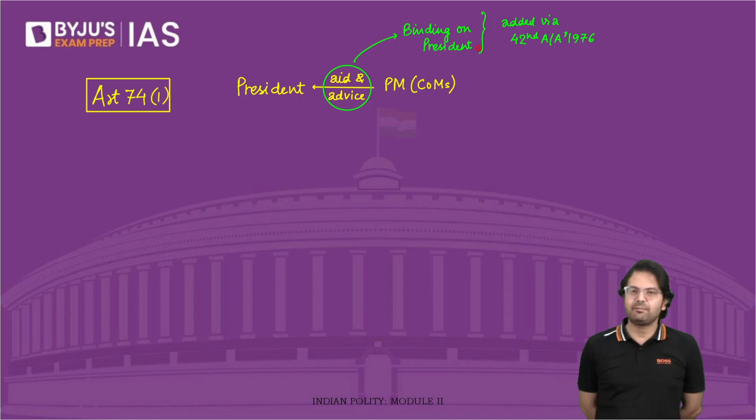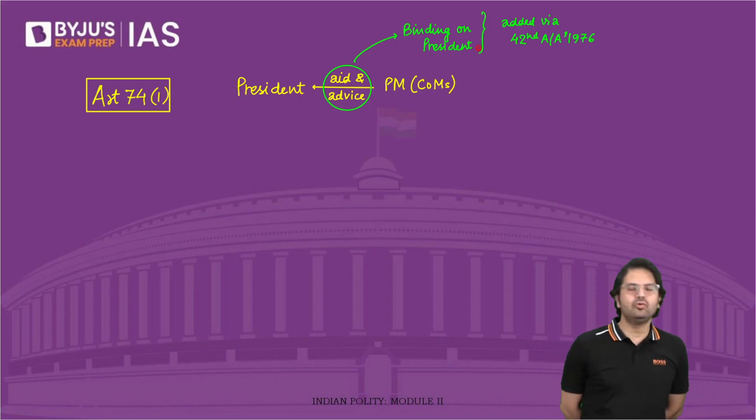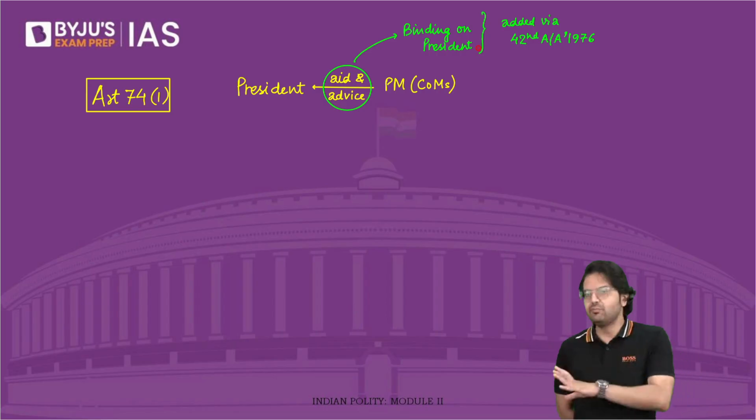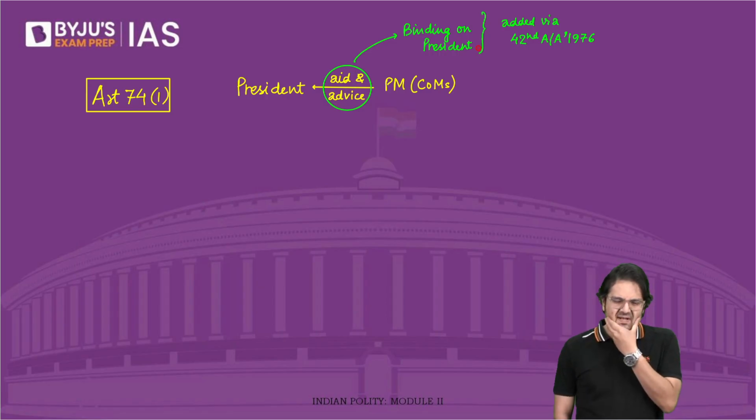Now, please tell me, what's the power? If whatever the PM says I have to do, then what's the point here? There is no power. Now, after 2 years, Indira Gandhi government had lost the election. Janata Party had come to power. Janata Party said, see, let's do one thing.